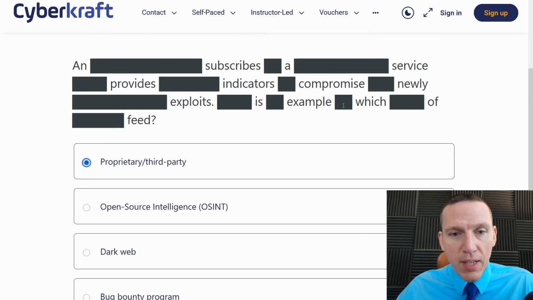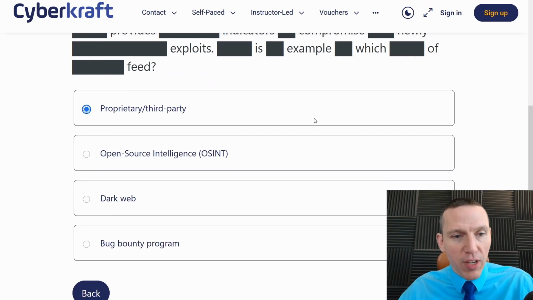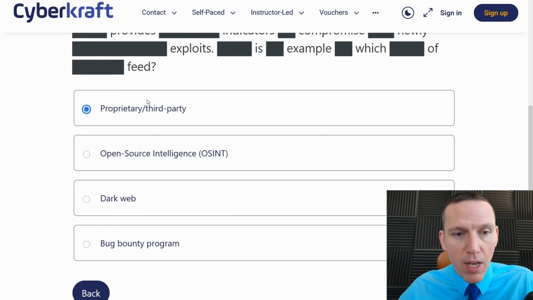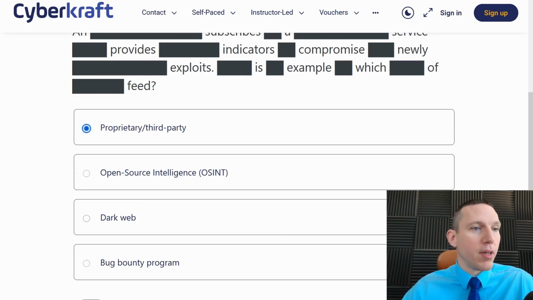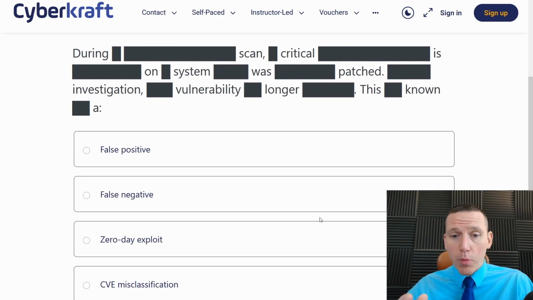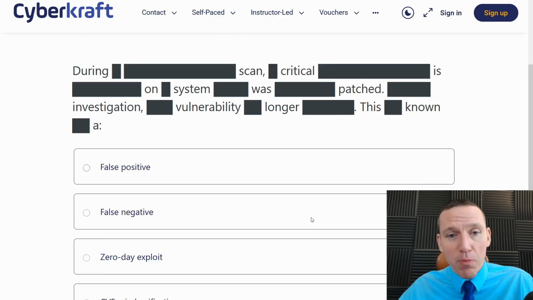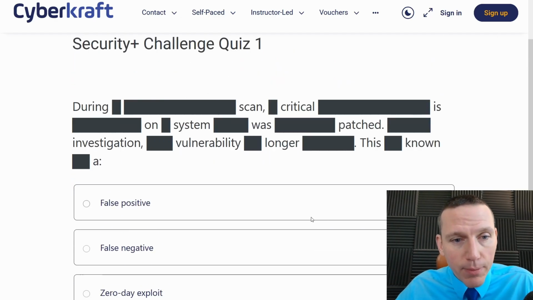This is an example of which type of threat feed? Okay, so we're picking a type of threat feed because I see multiple types here. So proprietary third party makes the most sense because you're subscribing, you're paying for it. All right, cool. This is doable. I had no idea how hard this would be, but it is doable. This should be every other word blanked, but that's not bad.